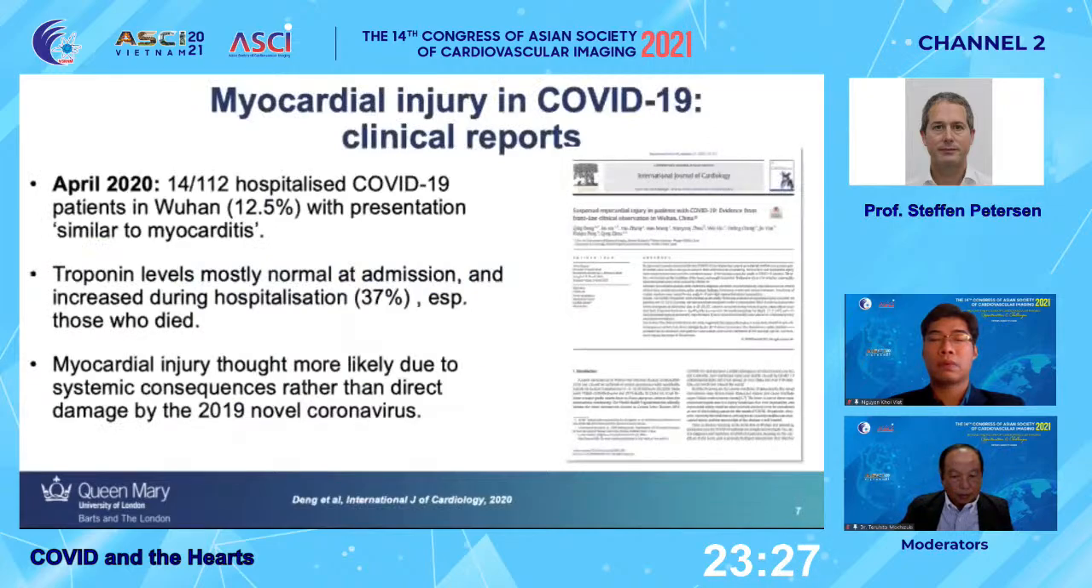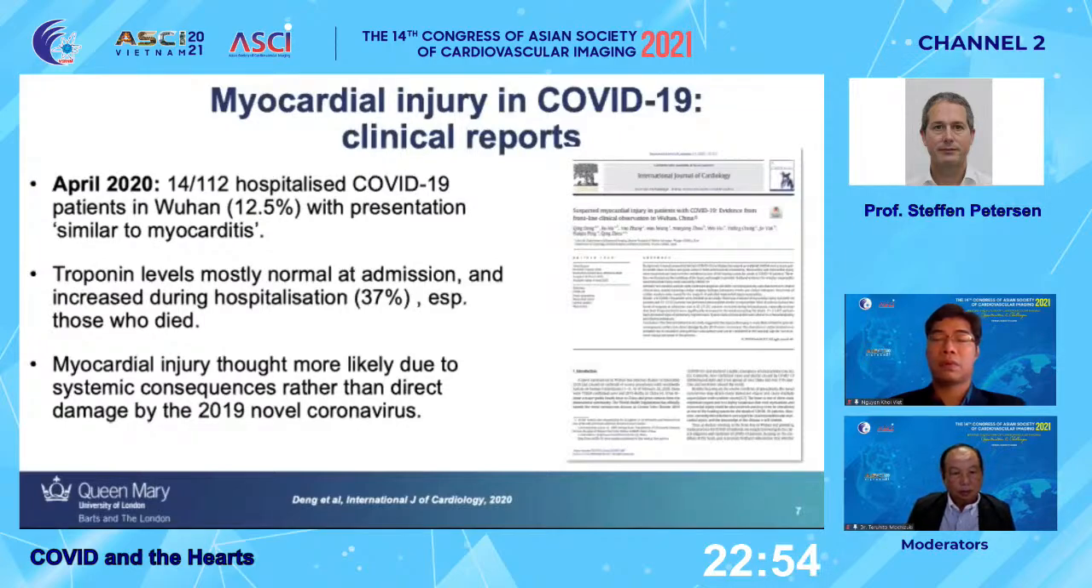The first report of myocardial injury with COVID-19 was from April 2020 at Renmin Hospital at Wuhan University. This report described 112 patients hospitalized with COVID-19. Of these, 14, or 12.5%, were reported to have a clinical presentation similar to myocarditis. However, typical signs of myocarditis were absent on echo and ECG, except for small pericardial effusions.